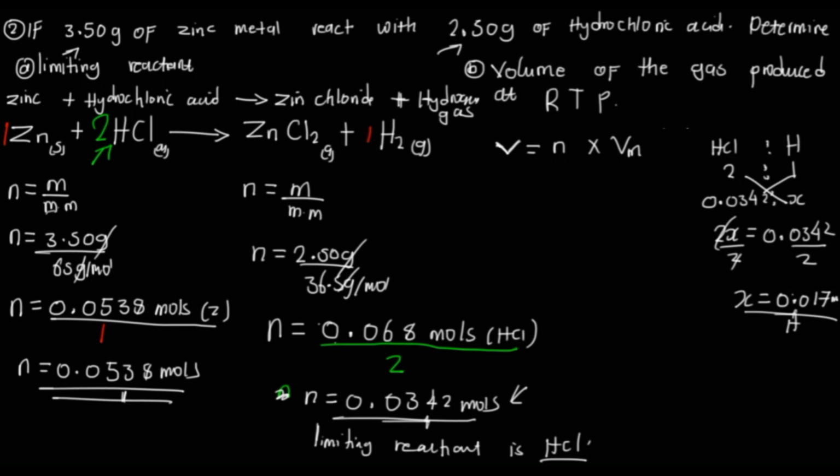So now we have found the number of moles of hydrogen, so we can proceed. Volume is equal to the number of moles, 0.017, times the molar volume. Since the condition is RTP, the molar volume is 24. So 24 times this number will give us 0.41 cubic decimeters. So that is the volume of hydrogen produced.